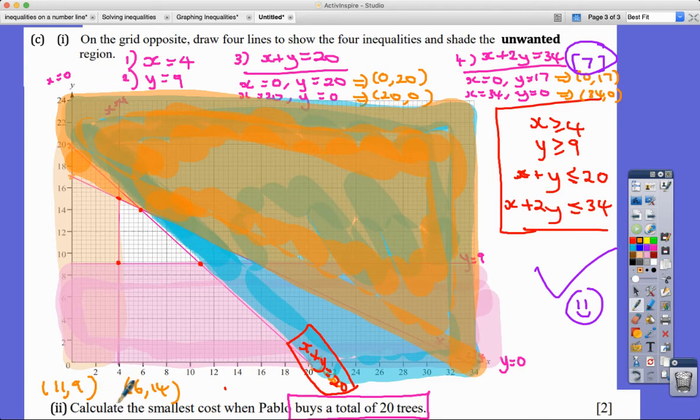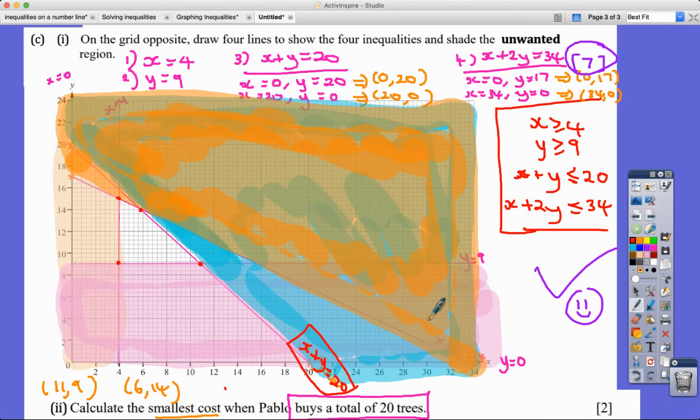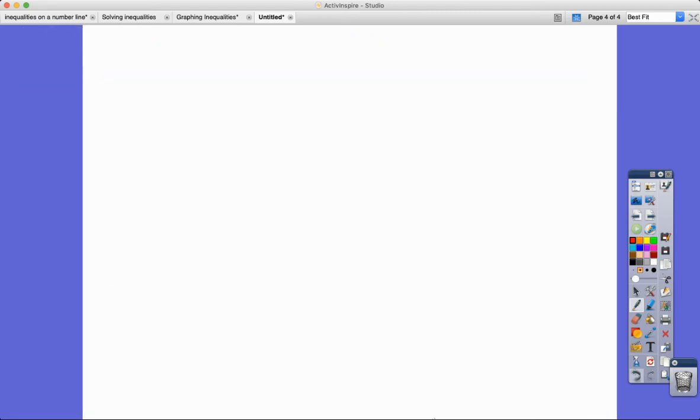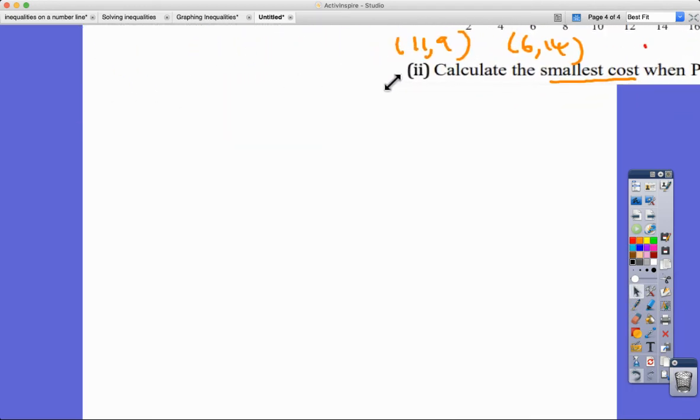Okay, so we need to analyze which one is going to create the smallest cost by using the cost equation. And we know that the cost of a lemon tree was 5, if I remember correctly. Yeah. And the orange tree was 10. So which one of these is going to give us the smallest cost? Do you know what I'm going to do, actually? I'm going to take a screenshot and go on the next page because I'm running out of room here. Okay, so there we go. So there's my screenshot. Let's go on to the next page.